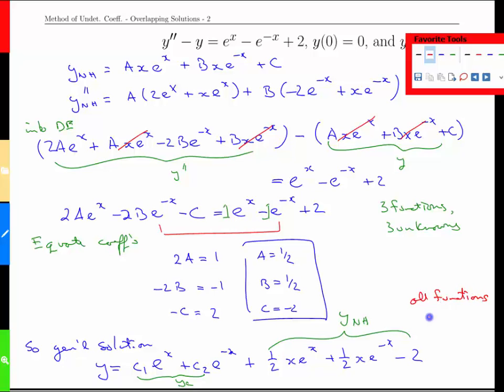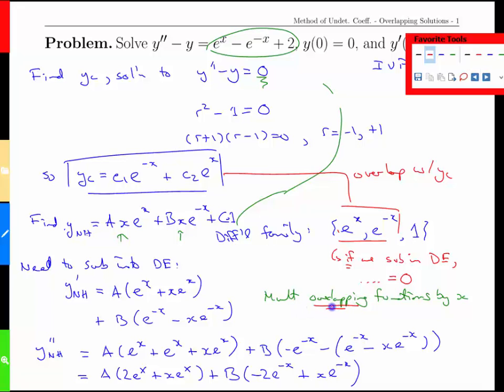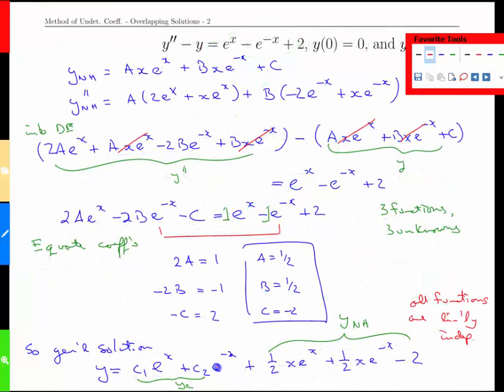Notice that all functions here, all 5 of them, e to the x, e to the negative x, x e to the x, x e to the negative x, and the constant 2, are linearly independent. The biggest warning sign in looking at a solution here is to see duplication in the solutions, or linear dependence. If we see that, that's a really big red flag. So if we are tempted to have linearly dependent solutions, we do the same fix we did earlier. We multiply the conflicting or overlapping functions by x until they become non-overlapping. And that's the bulk of the work in terms of the ideas.